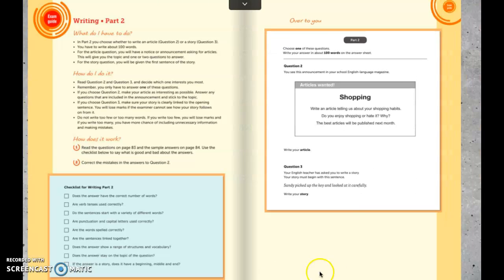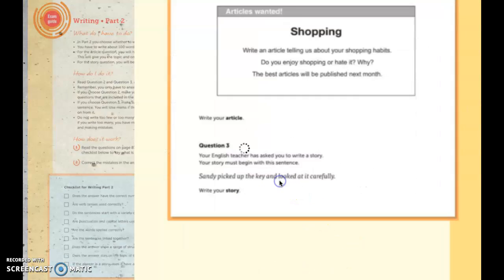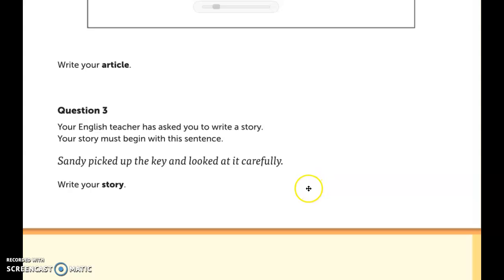If you choose question number 3, which is the story, make sure your story is clearly linked to the opening sentence. You will lose marks if the examiner cannot see how your story follows on from the first sentence. So you have to link your story to parts of the first sentence. Do not write too few or too many words. If you write too few, you will lose marks, and if you write too many, you have more chance of including unnecessary information and making mistakes.